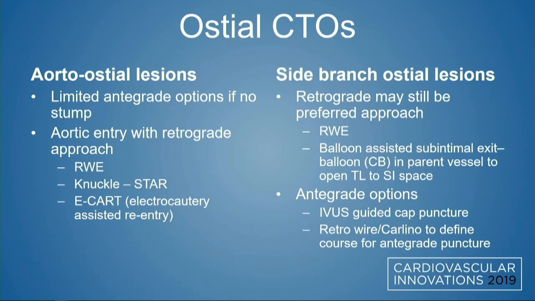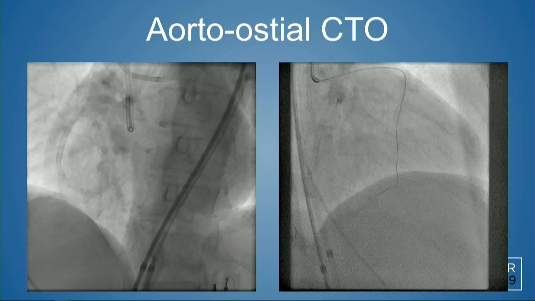You can use IVUS to guide cap puncture, or you can go retrograde with a wire or Carlino to define the course of the vessel to help guide an antegrade puncture. So we're going to go through some cases that highlight some of these techniques.